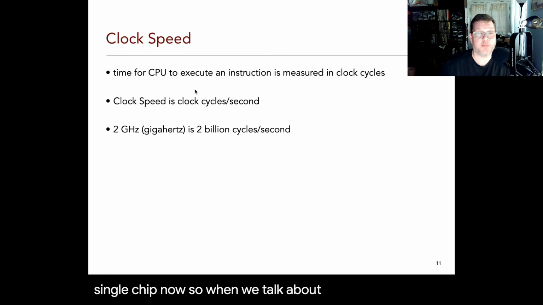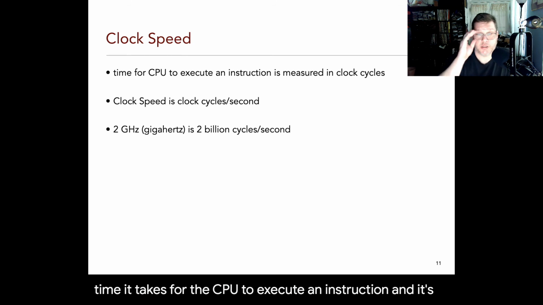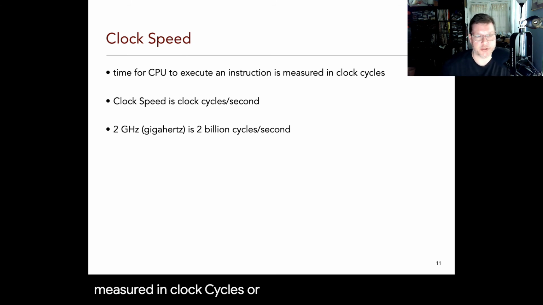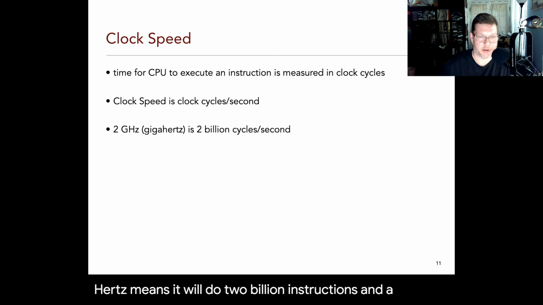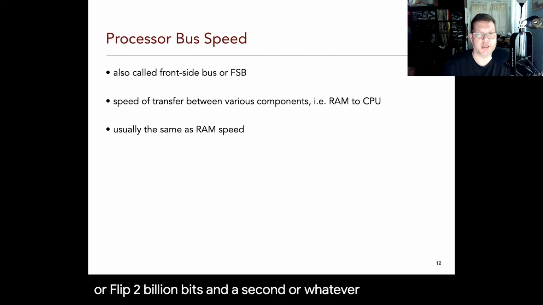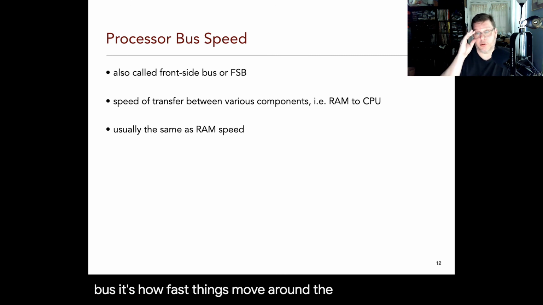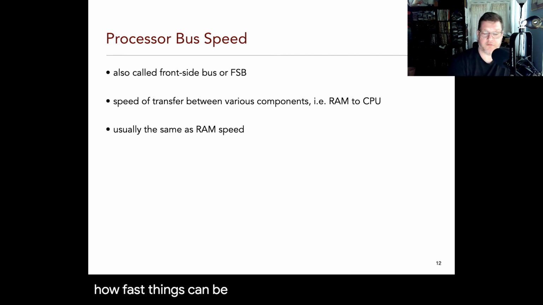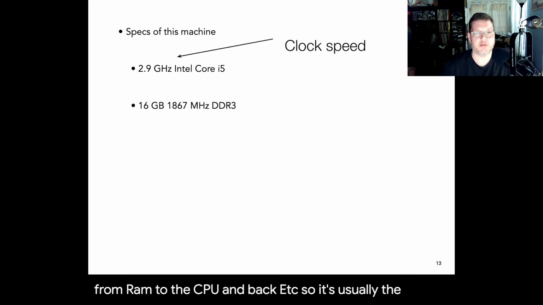When we talk about speed, that's the time it takes for the CPU to execute an instruction, and it's measured in clock cycles, or cycles per second. So 2 gigahertz means it will do 2 billion instructions in a second. It can flip a bit 2 billion times a second, or whatever the case may be. The processor bus speed, sometimes called front-side bus, is how fast things move around the computer, right? So how fast things can be moved from storage into the RAM, from RAM to the CPU and back, etc. It's usually the same as the RAM speed.